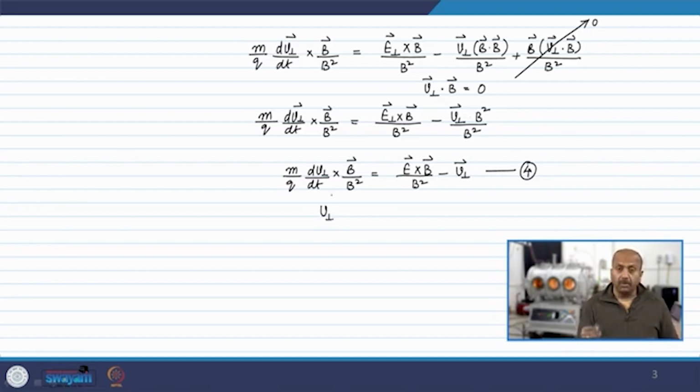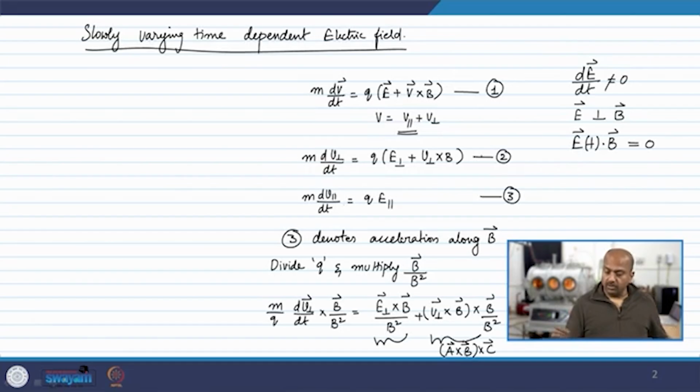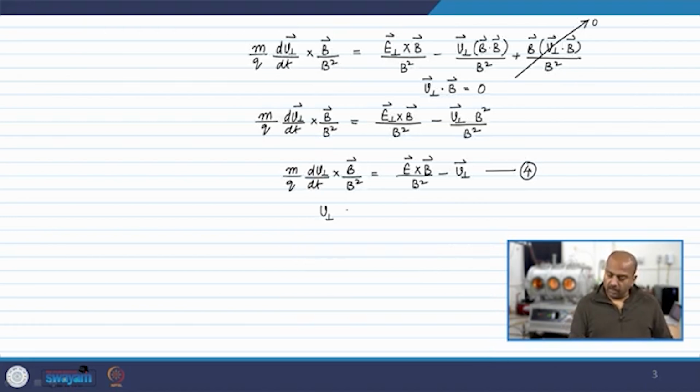So, now what is the solution? V perpendicular. Of course, V perpendicular is the solution, because we are only looking at the decomposed equation, equation number 2, not equation number 3. So, V perpendicular can be written as V_AC plus V_E plus V_P.